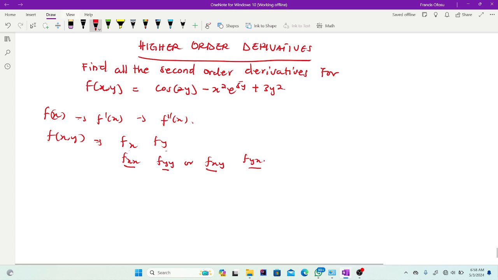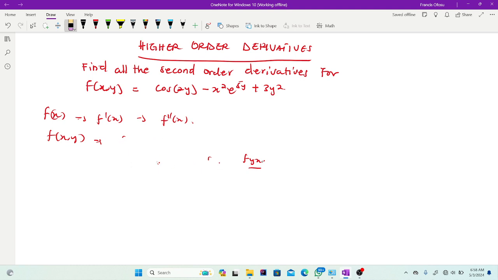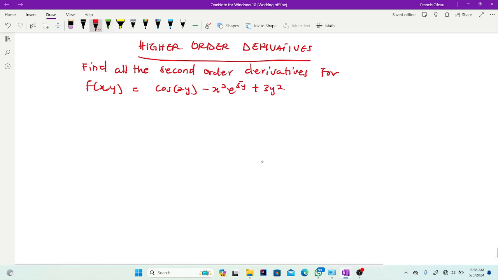So let's get straight to the problem, so you understand it very well. Solution. Second order. So first of all, let's find fx, the derivative with respect to x.